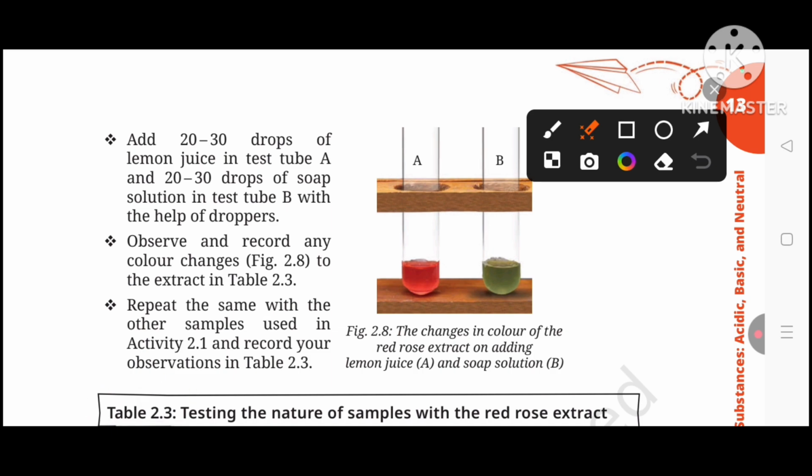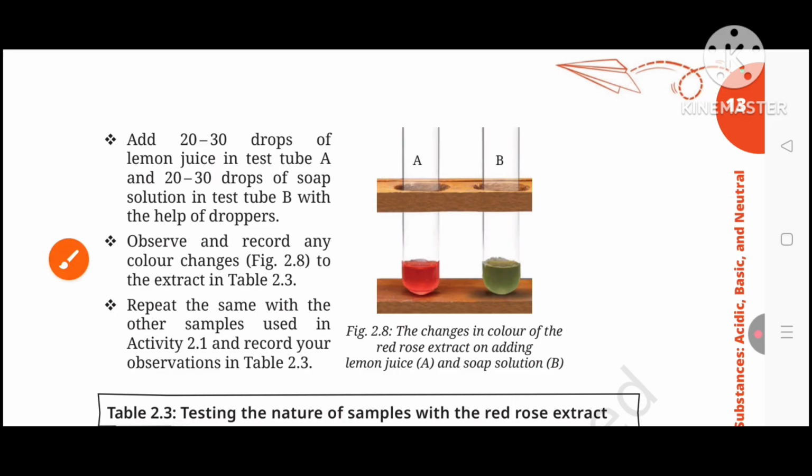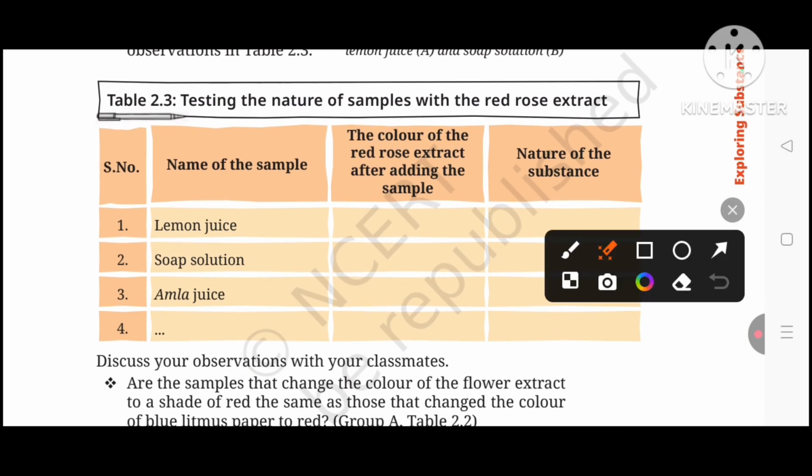The changes in the color of the red rose extract on adding lemon juice in A and soap solution in B. In this test tube, we have added lemon juice. In test tube B, we have added soap solution. This is Table 2.3, testing the nature of a sample with the red rose extract, with samples such as lemon juice, soap solution, and amla juice, the color of the red rose extract after adding the sample, and the nature of the substance. Let us complete this activity.